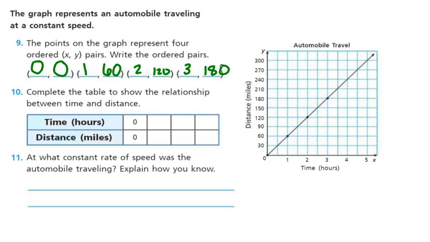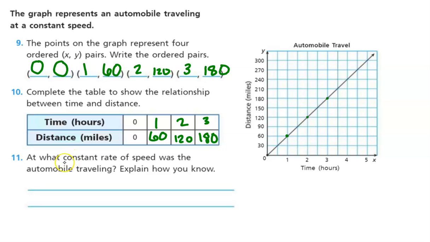Okay. So now it wants you to complete the table. Same information, you're just going to put it in table form, and this will actually help us explain what's going on here. So they told us that if we went 0 hours, we obviously have traveled 0 miles. But if I traveled 1 hour, how many miles did I go? I went 60 miles. And then if I went 2 hours, I traveled 120 miles. And then if I went 3 hours, I went 180 miles.